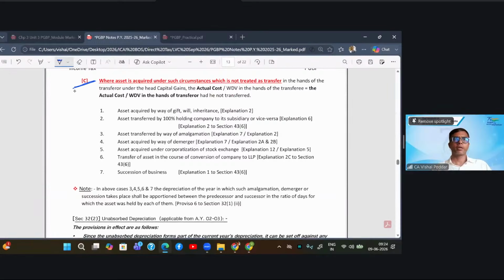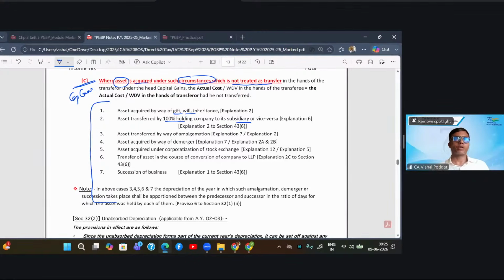And then this point, you will also study in capital gains. Now, what is this point? Where you have acquired the asset in one of the circumstances which is not treated as transfer in the capital gain chapter. Like you have acquired the asset by way of gift or will, or where 100% holding company has given the asset to its subsidiary or subsidiary has given to holding. In all such cases, see, this is the whole list which we study in capital gain chapter as not treated as transfer. So these situations will not be treated as transfer for the purpose of capital gain.